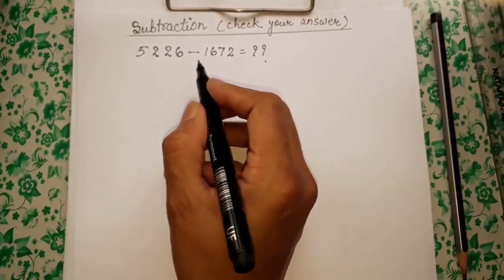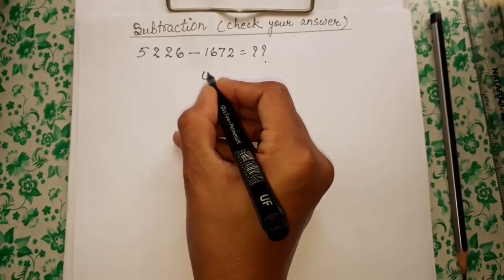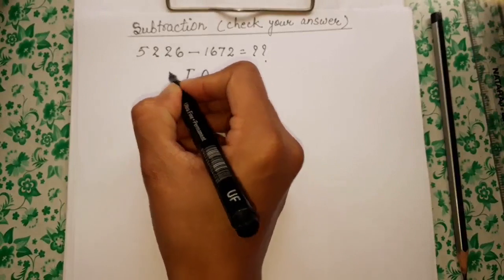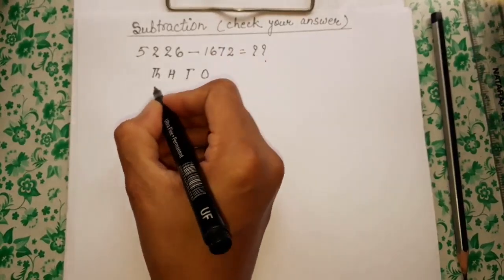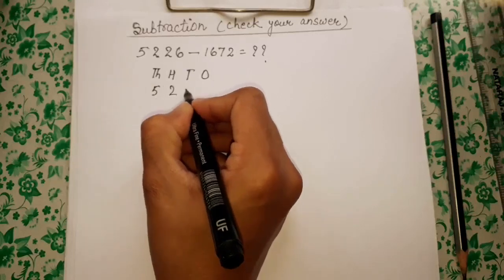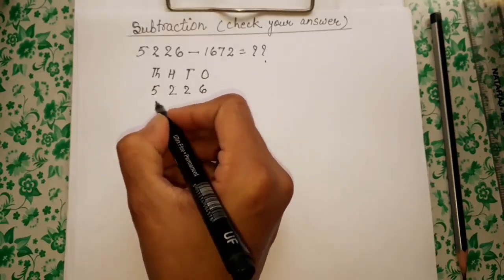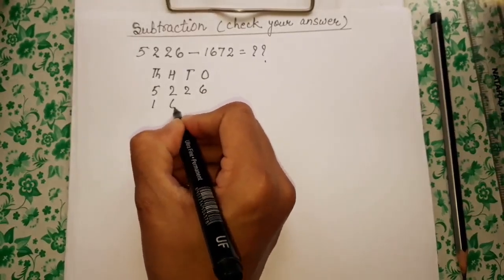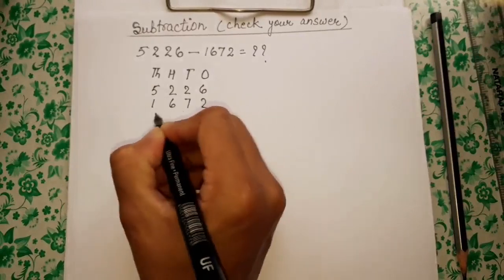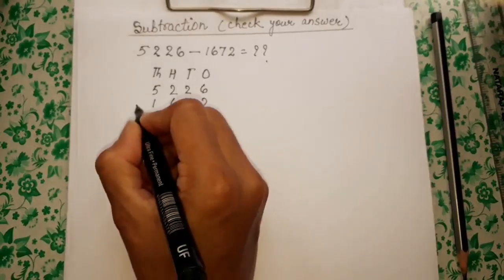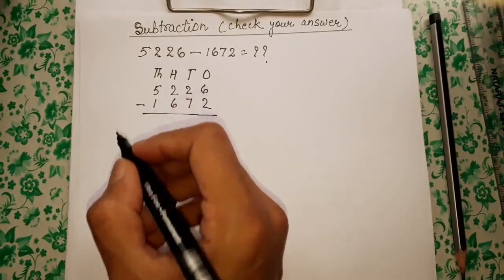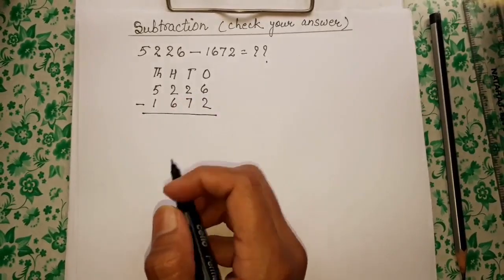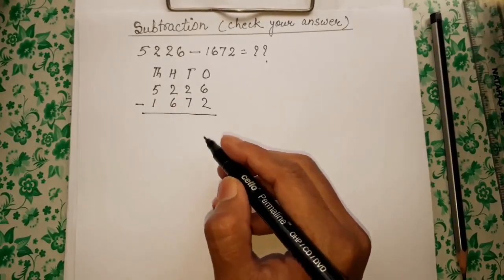Arrange the numbers according to their place: ones, tens, hundreds, thousands. Then arrange the numbers, 5226 and the next number 1672. Give the symbol of subtraction or minus. The result we get, for that we have to subtract here.